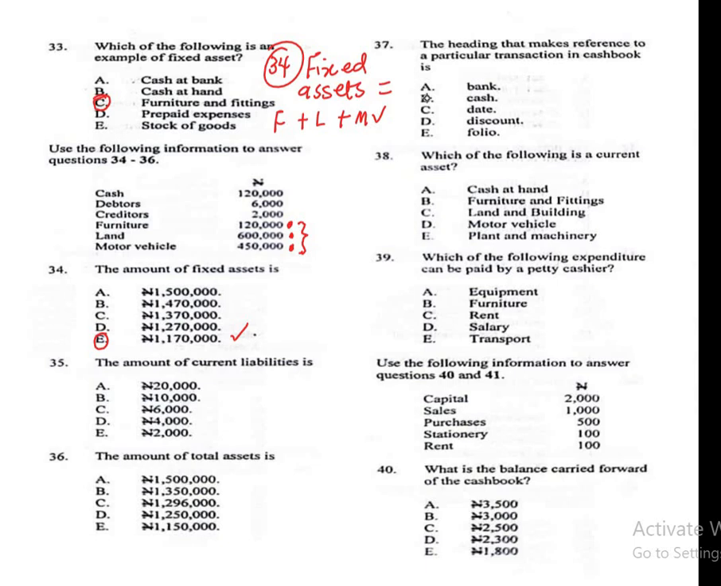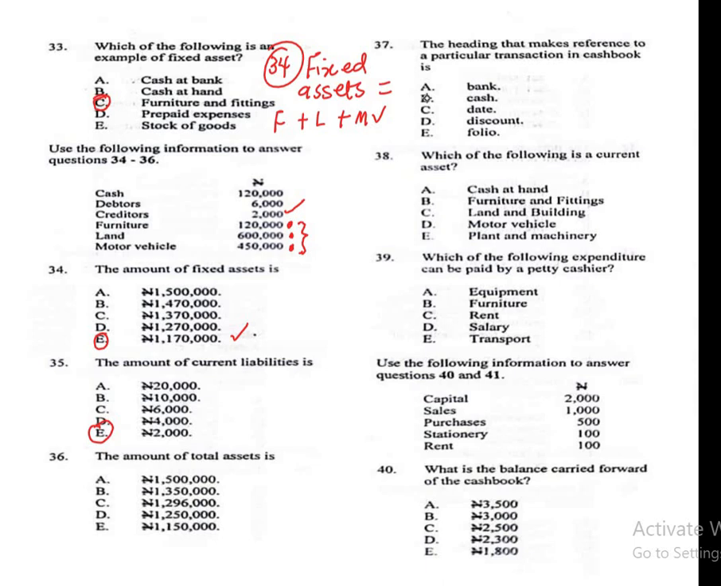Question number 35 says, the amount of current liabilities is A. 20,000, B. 10,000, C. 6,000, D. 4,000, E. 2,000. So the amount of current liabilities is only creditors listed. So the current liabilities is the creditors, which is 2,000 here. So the right option is E. 2,000.